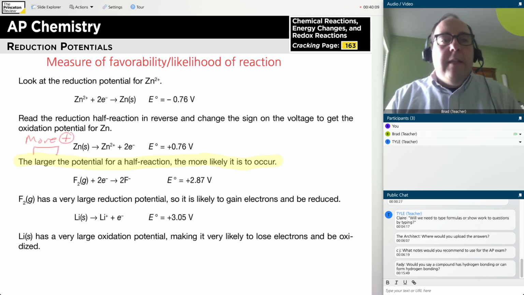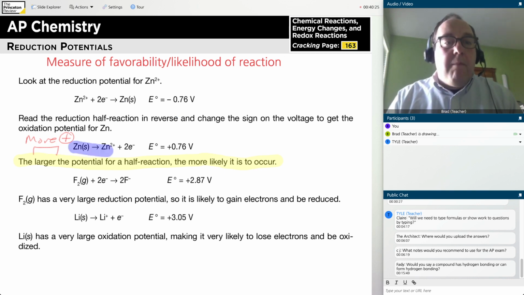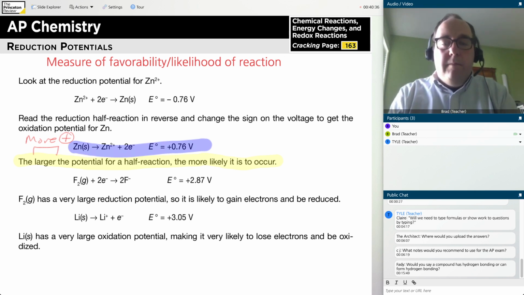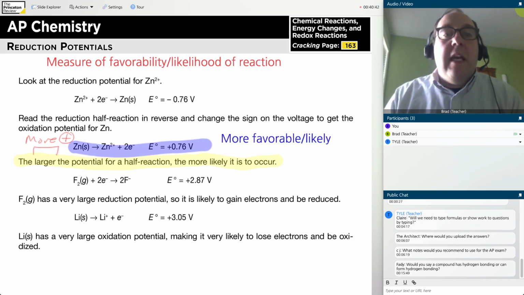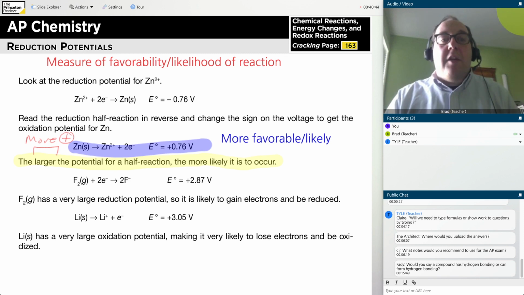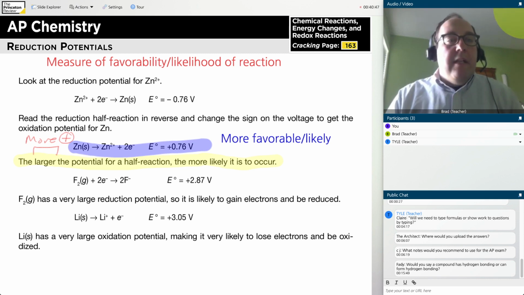Right? So let's take a look at these two reactions here. The oxidation potential is positive 0.76. The reduction is negative 0.76. The more positive ones are going to be more likely to occur. So I would look at this reaction right here and say this one with the positive value is the one that is going to be more likely or more favorable. At least of these top two reactions, the oxidation of zinc is more favorable or likely than the reduction of zinc 2 plus.